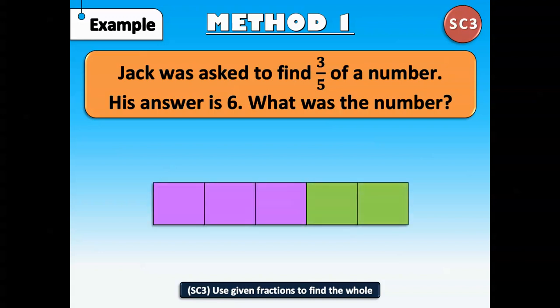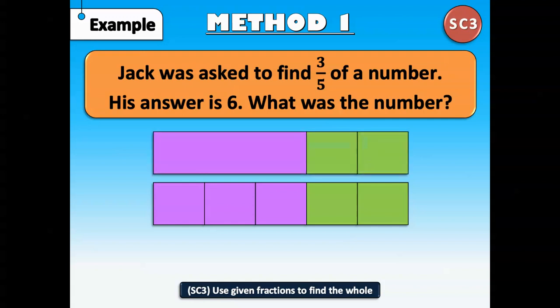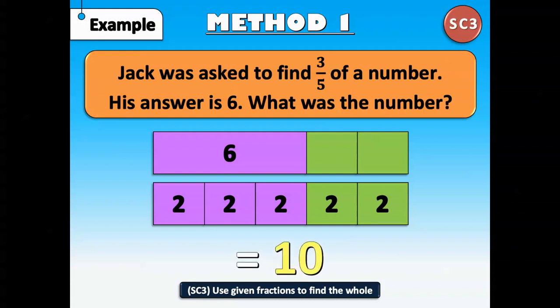So if you imagine splitting up a shape into fifths, we've got 3 of those fifths. So 3 of those squares, 3 of those parts are equal to 6. So that means each part is equal to 2. So if we've got 5 parts, that'll be a total of 10. 5 2s are 10. So our answer is 10.